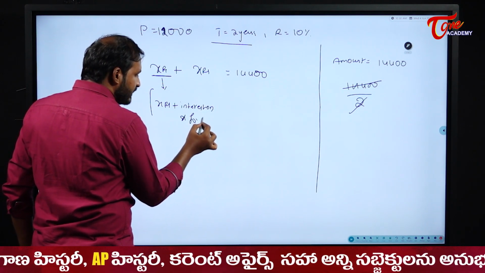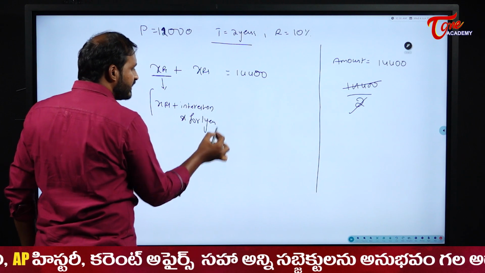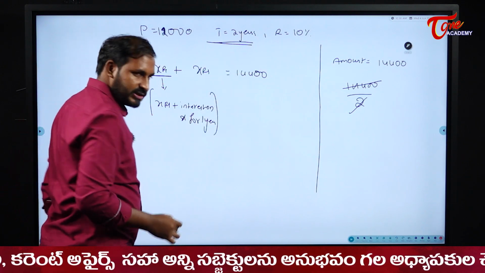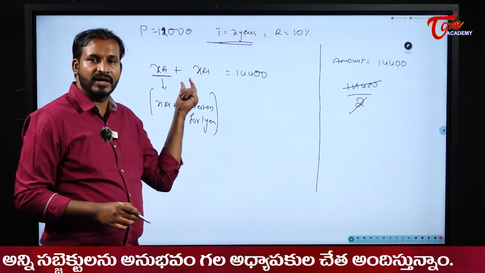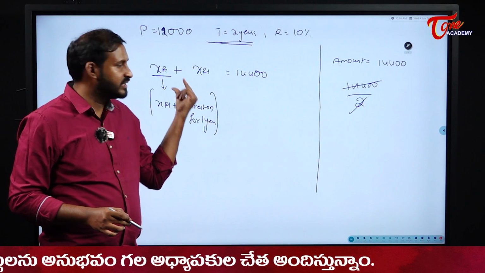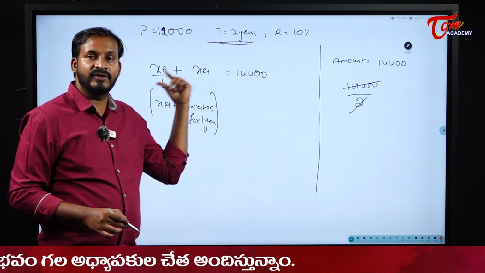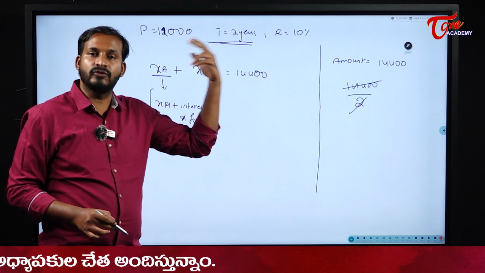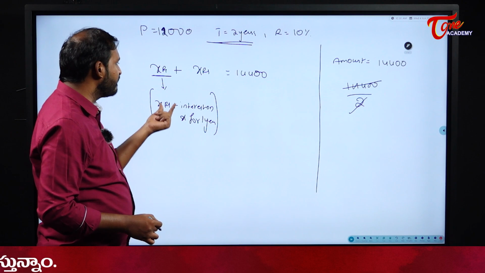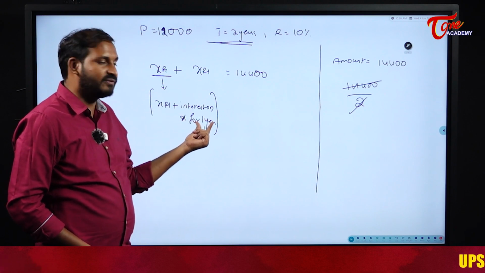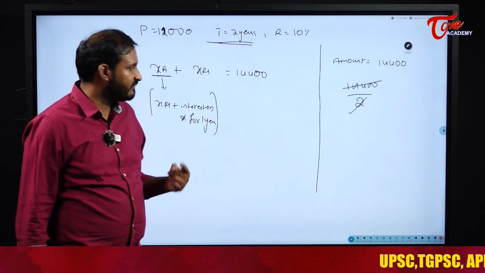for 1 year. Sir, why have you written 1 year? Actually, for how many years have I taken the money? 2 years. I have taken the money for 2 years. But I am paying it before, after 1 year, right? This X rupees, after how many years should I pay him? After 2 years. But I am paying him 1 year prior, right? So the amount will become X rupees plus interest on X for 1 year.